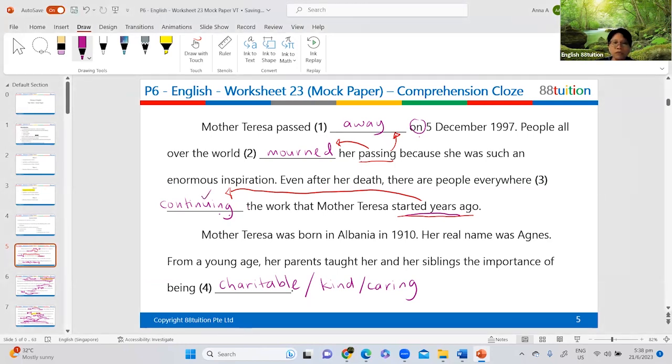We go on. Mother Teresa was born in Albania in 1910. Her real name was Agnes. From a young age, hold on. Grieved? Is it grieved for this one? All over the world grieved her passing. We keep it to mourned. Usually when you pass away, people would mourn for you. Like collocations, remember? We keep to that. We go on. Her parents taught her and her siblings the importance of being charitable, kind, or caring. So any of these 3 is correct.